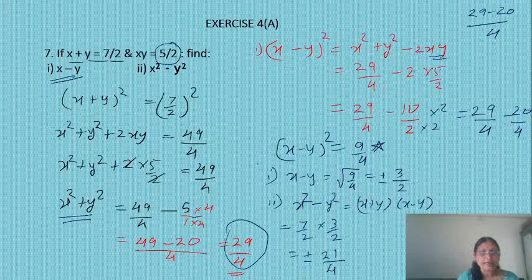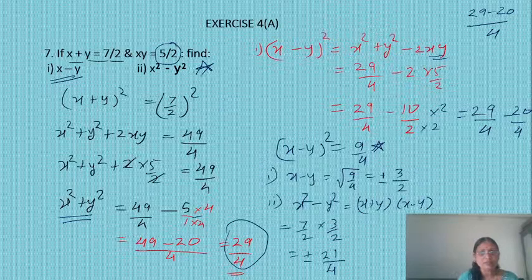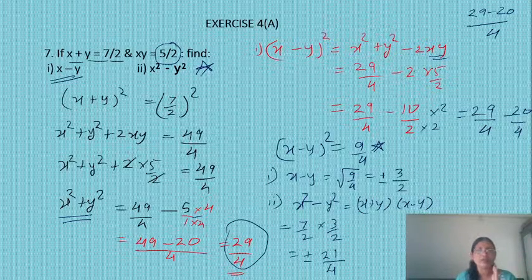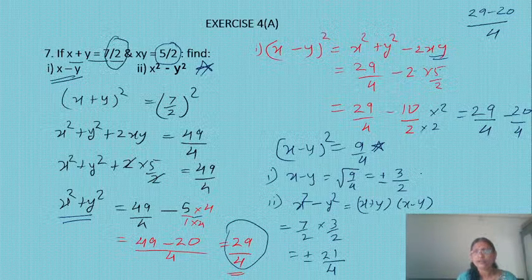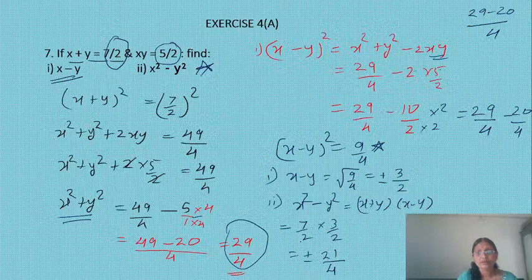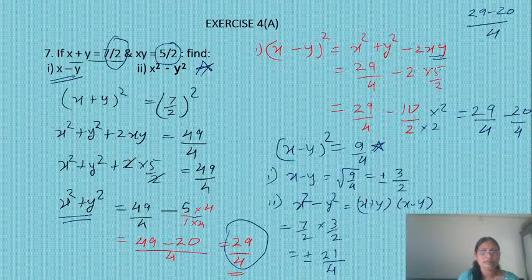Okay, then the identity. The second part was this, x square minus y square, which is x plus y into x minus y. a square minus b square is a plus b into a minus b. We already know the value of x plus y. We have calculated the value of x minus y. So x plus y into x minus y, 7 by 2 multiplied by plus or minus 3 by 2, we get 7 into 3 is 21, and 2 multiplied by 2 is 4. So plus or minus 21 by 4 is the value of x square minus y square.